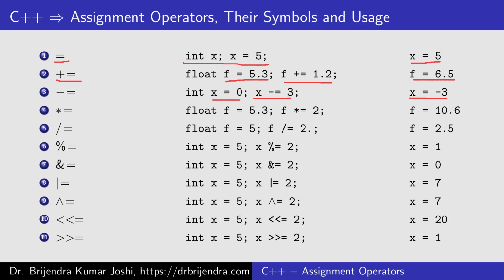Next one is again the same value of f. I have reinitialized it, 5.3. So f would be equal to current value of f, which is 5.3 multiplied by 2, which comes out to be 10.6.